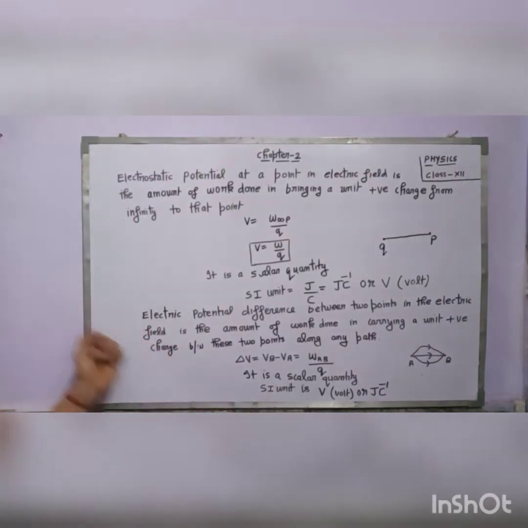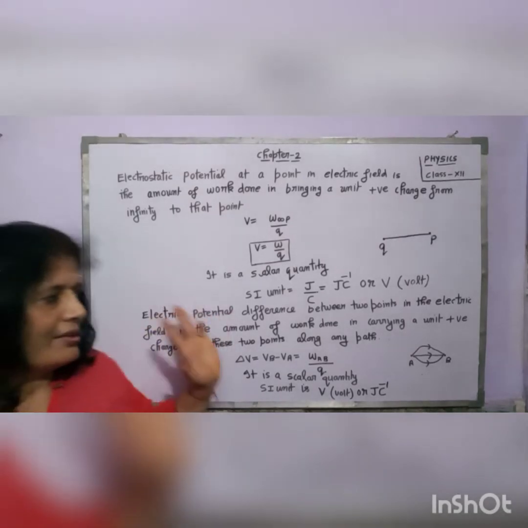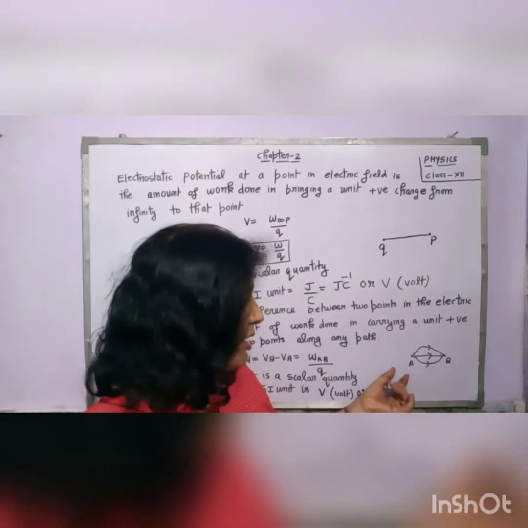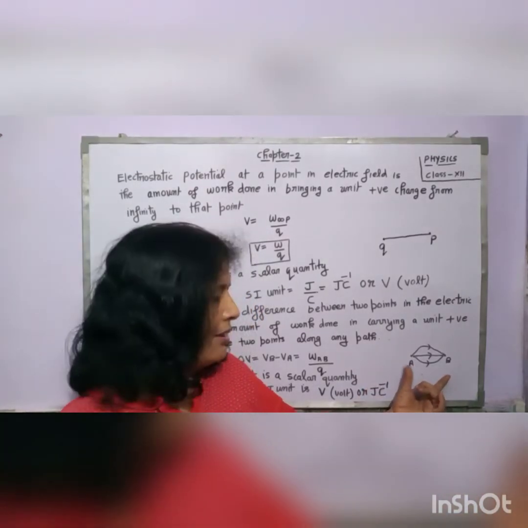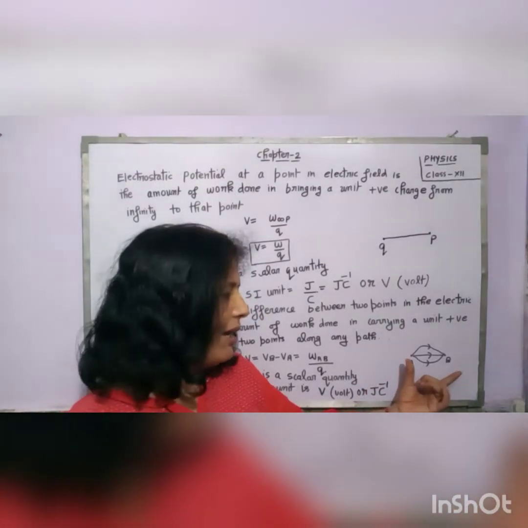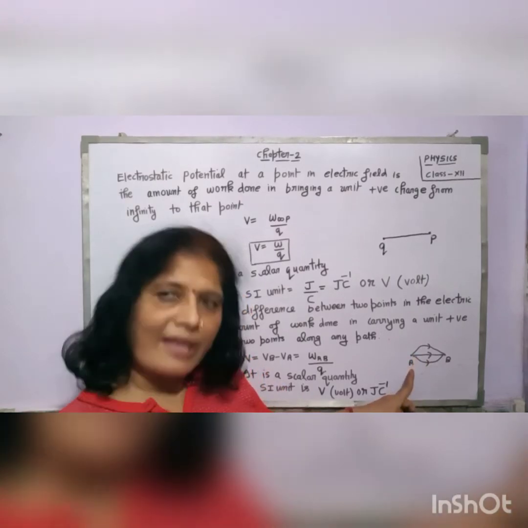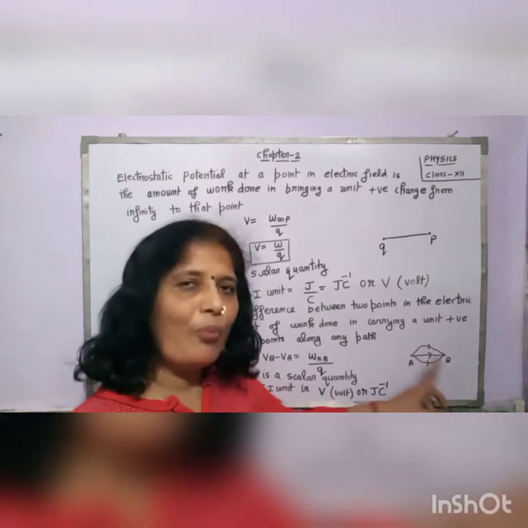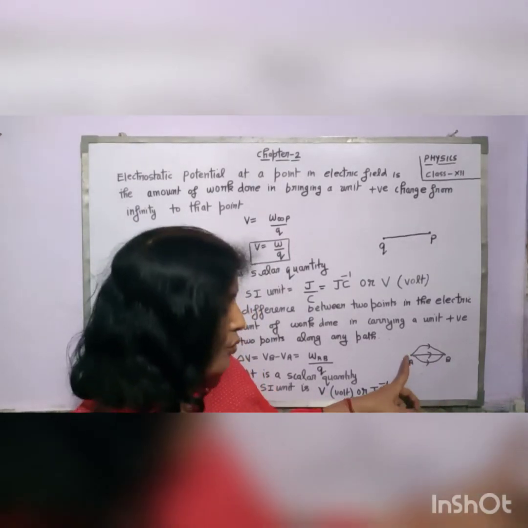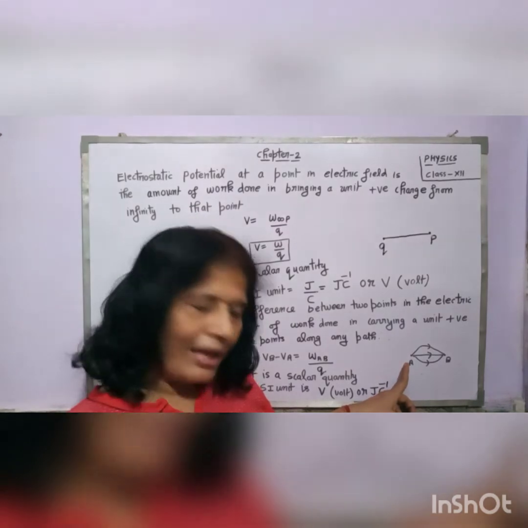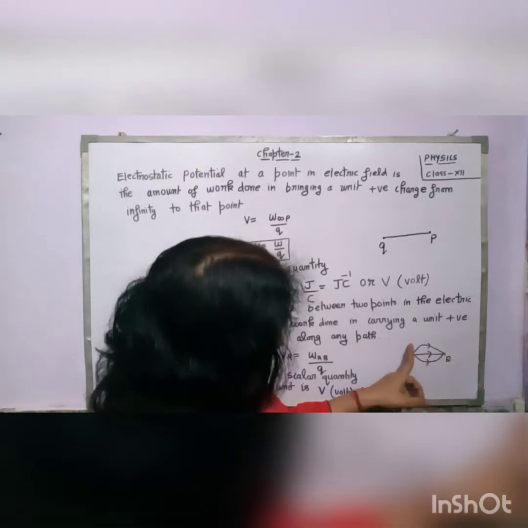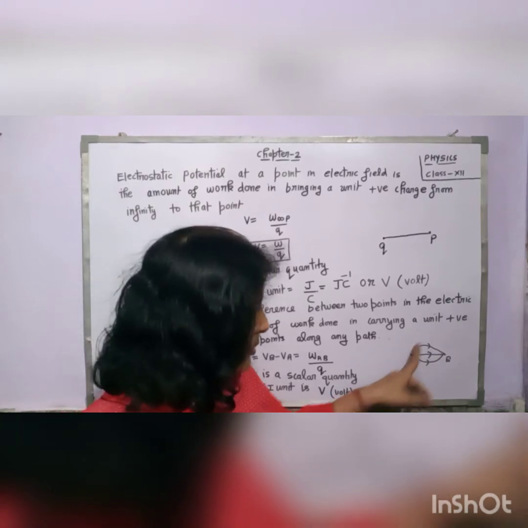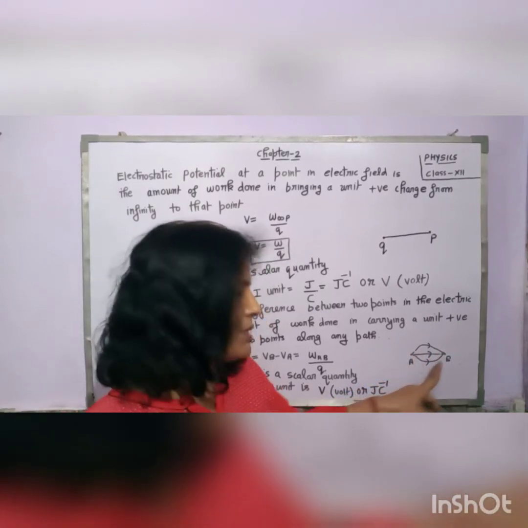Now the second topic is electric potential difference. The electric potential difference means the potential difference between two points. These two points are lying in the electric field. Suppose one point is A, another point is B. What is the potential difference between these two points? We are carrying a unit positive charge from point A to point B by any path. It may be carried along this path or this path or this path.